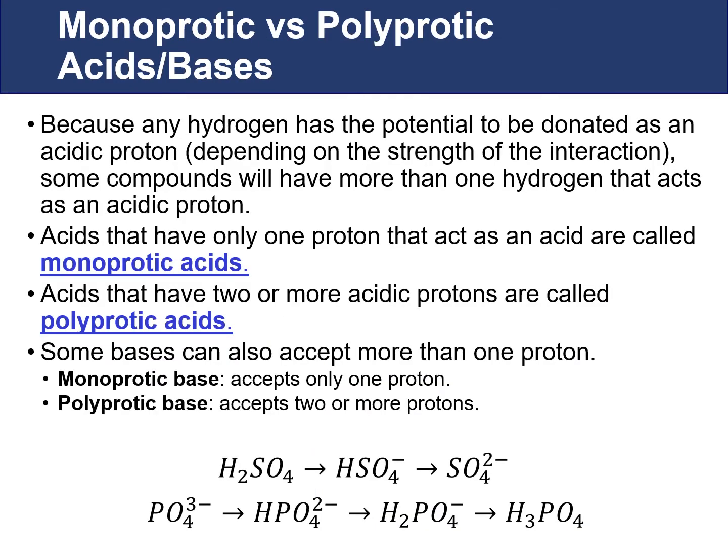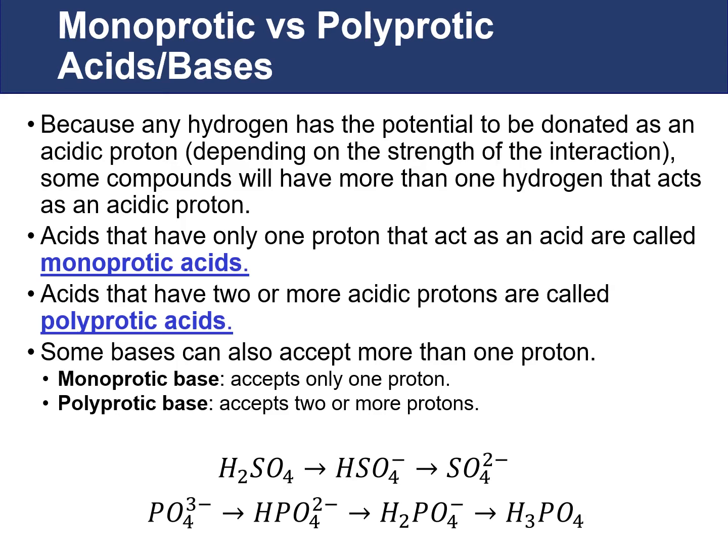Now, some substances have more than one proton that can easily come off, because any hydrogen has the potential to be donated as an acidic proton, and that again depends on the strength of the interaction holding the hydrogen onto the molecule. Again, as we said when we were talking about the definition of acids and bases, carbon-hydrogen bonds are particularly strong, and so they're not generally considered to be acidic protons. The bond is strong enough that the hydrogen will stay attached to carbon.